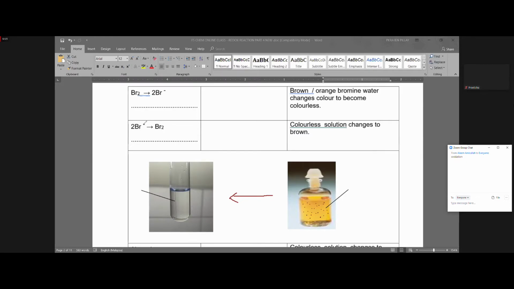Oxidation. -1 to 0, Eugene? Okay, what's the type of reaction? Oxidation. Okay, -1 to 0, oxidation. Well done. Okay, put in words for me. Bromide ion is oxidized to form bromine. Okay, very good. Well done. So you can see colorless solution changes to brown. Ask for description, color. Okay, well done.